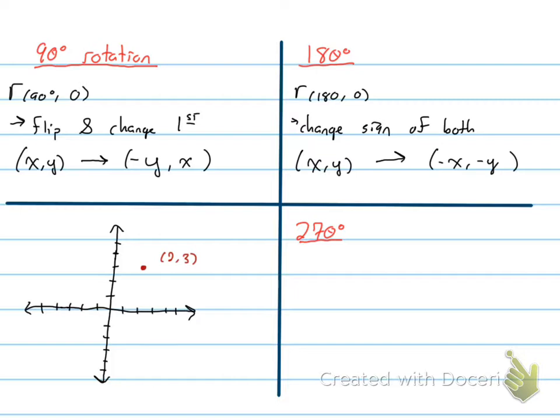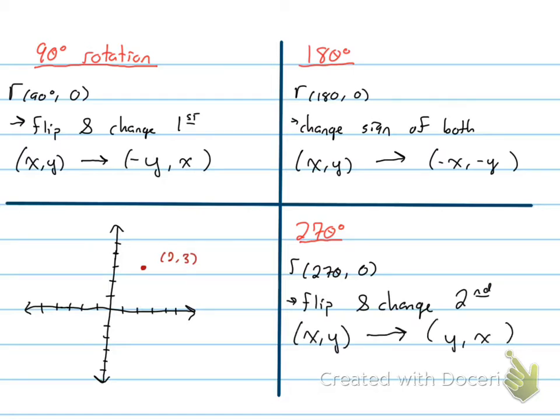Finally, 270-degree rotation. I would read that as rotating 270 degrees about the origin. My rule for a 270-degree rotation would be to flip my coordinates and then change the second number. So coordinate xy would turn into yx, and then I would change the sign of that second number. So again, looking at 2, 3, that would change to 3, -2. And as you could see here, 270 degrees is like a 3/4 turn around the coordinate plane.